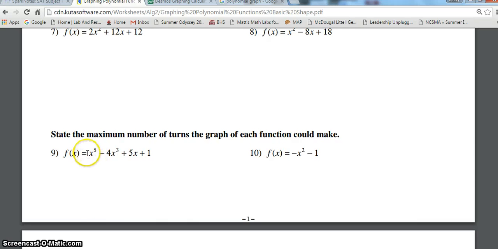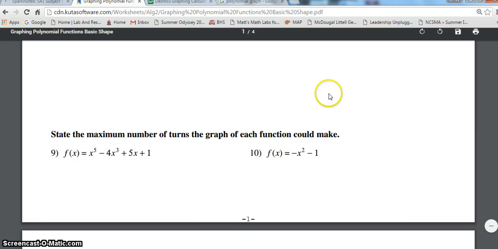Figuring out which one happens, I look right here for my leading coefficient. My leading coefficient here is 1. It's positive. So that means just like a line with a positive slope, the left-hand side is going to point down and it's going to go up to the right.